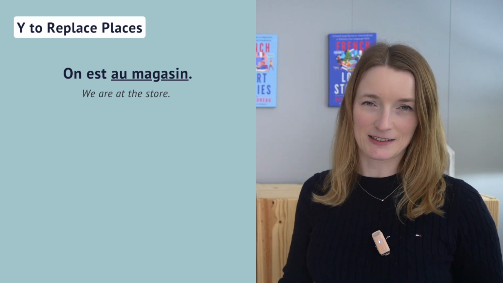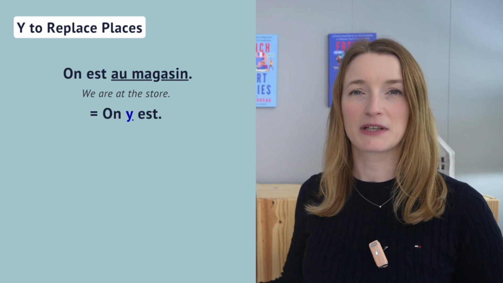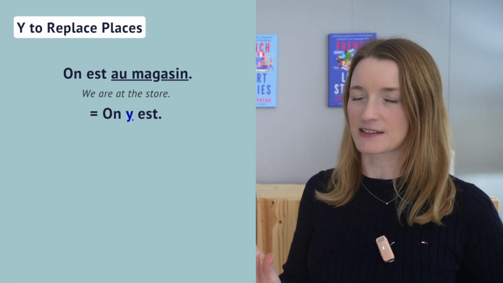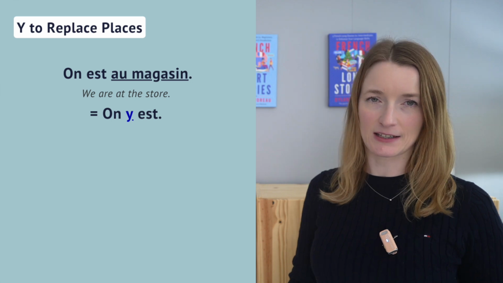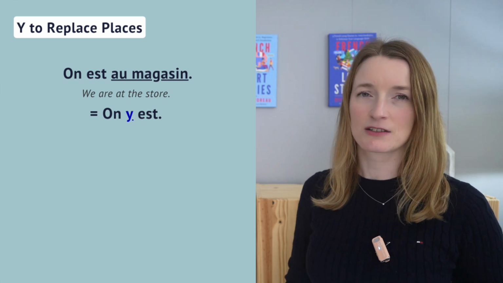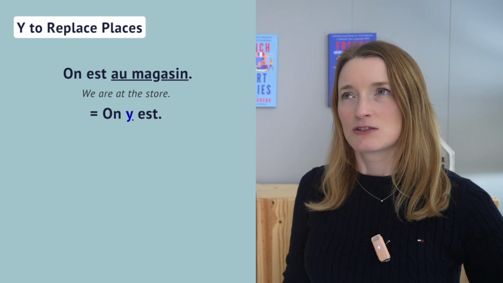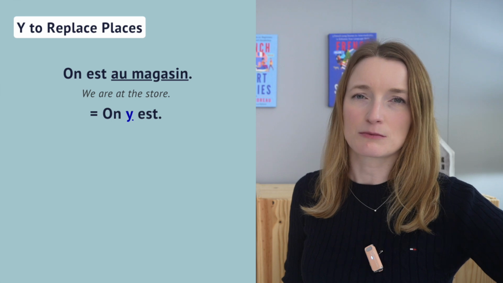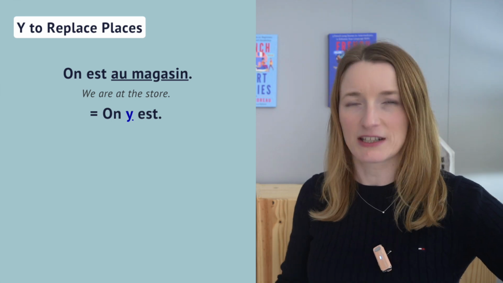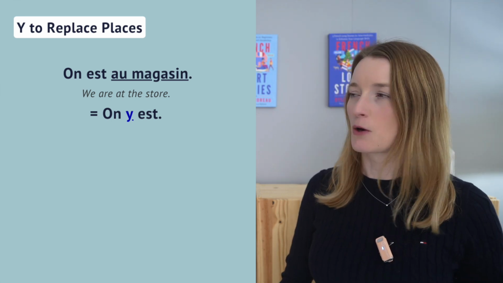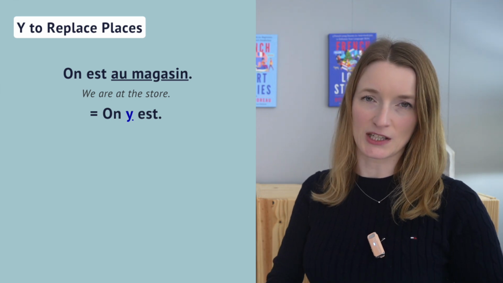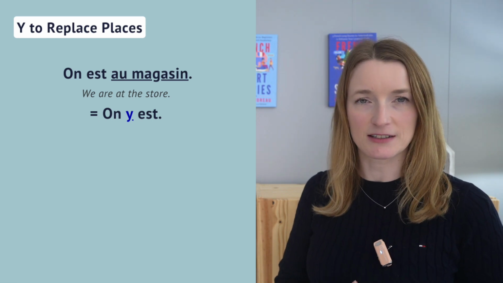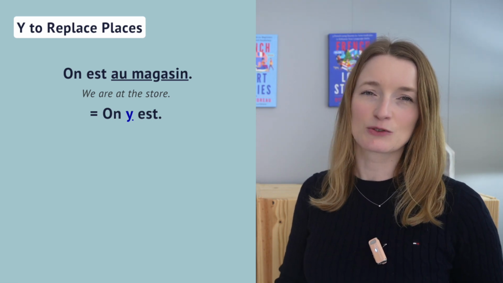On est au magasin becomes on y est. So au magasin is going to be replaced by Y. The translation in English is a bit tricky in this case. I would say we are there, we are here, it really depends. So I didn't always add it, but on est au magasin becomes on y est. Remember that a pronoun is used to avoid repetition in a sentence.